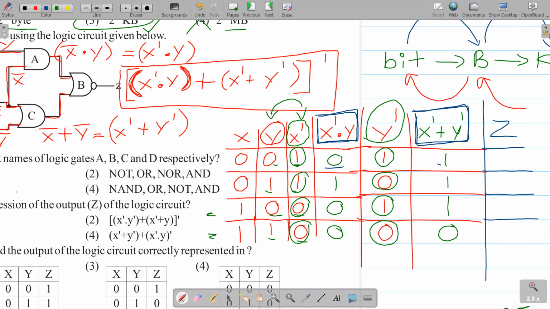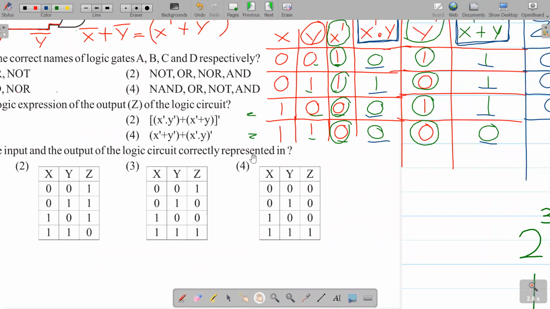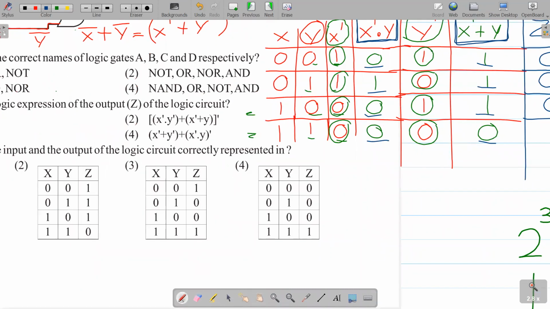So 0 plus 1 is 1, complement it, you get 0. 1 plus 1 is 1, complement it, you get a 0. 0 plus 1 is 1, complement it, you get a 0. 0 plus 0 is 0, complement it, you are going to get a 1. So the final answer is going to be the fourth one, right? So the fourth one is the correct answer.